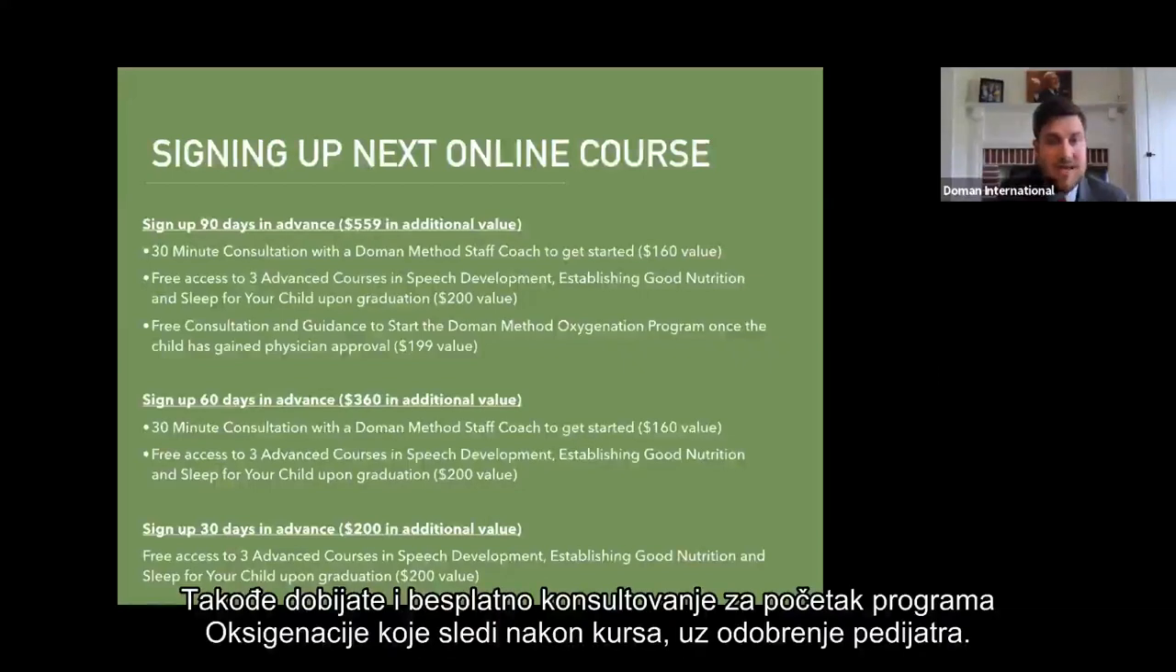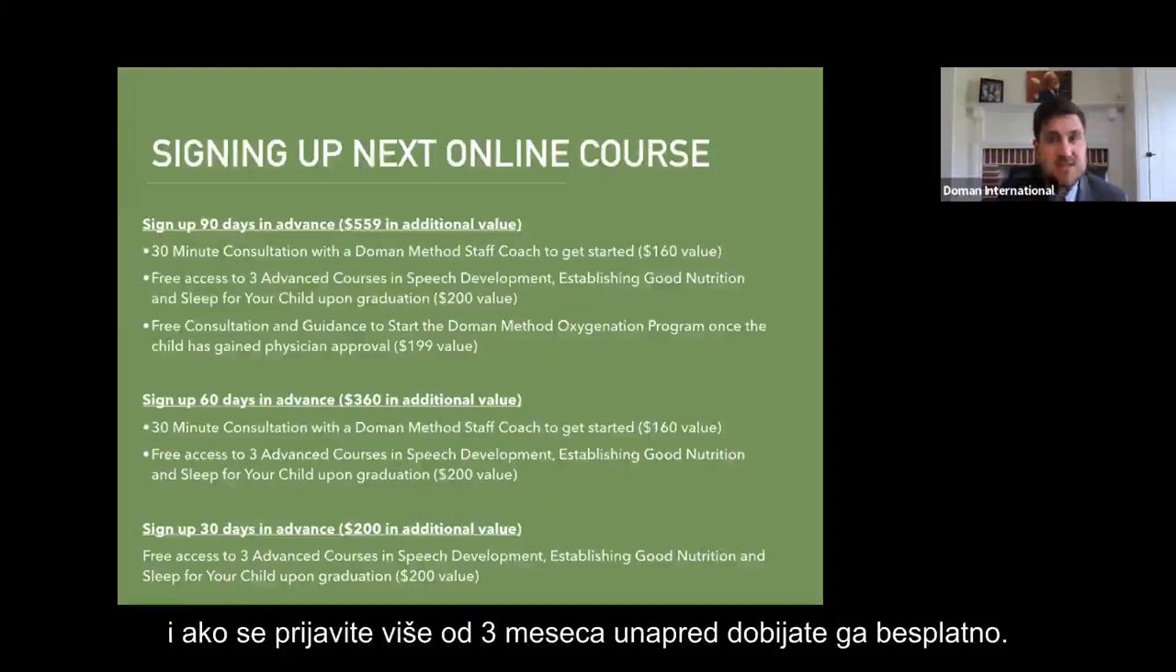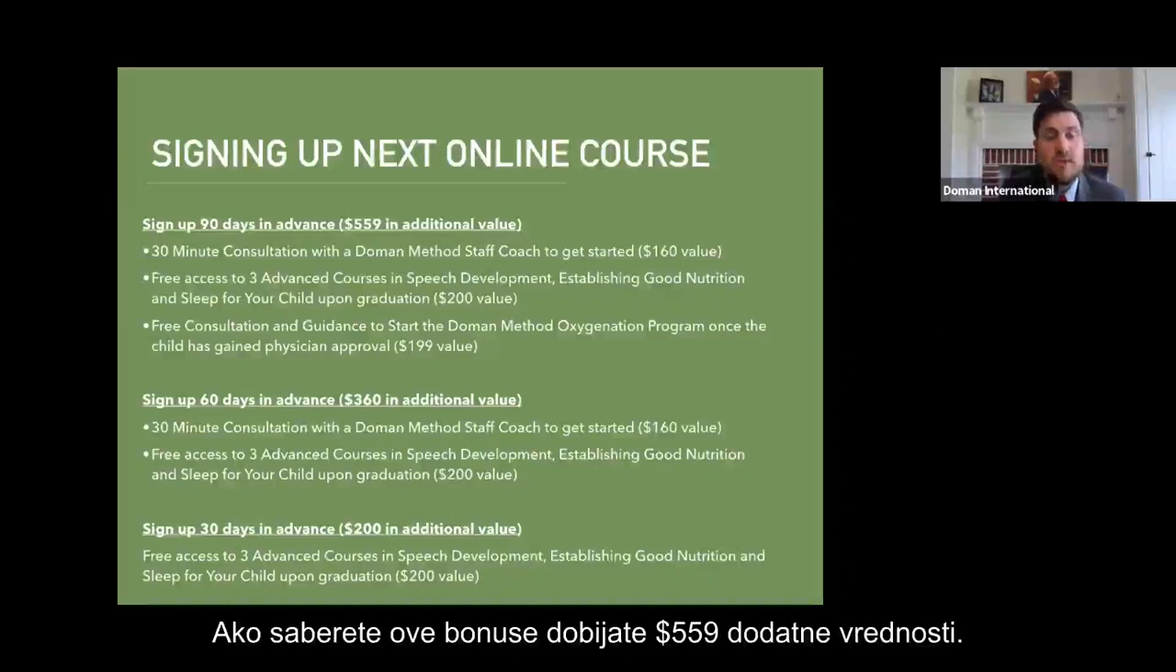You also get a free consultation and guidance to start the Doman Method oxygenation program once the child has gained physician approval after the course. That's a $199 value that parents usually buy to get that kind of specialized coaching in their child's respiration program. If you sign up more than 3 months in advance, we give that to you for free. So if you add up those 3 bonuses, it adds up to $559 in additional value.